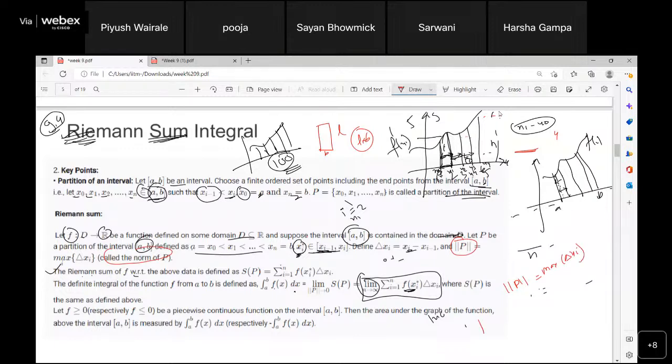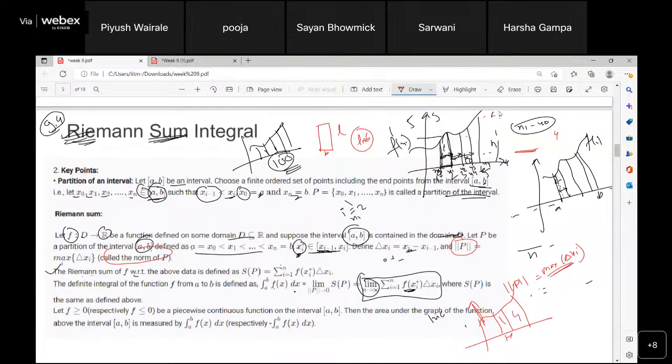So it is not necessary that I keep all the intervals the same. Say, I can say this difference is 1, and I can say this difference is 4 also, right? So I can distribute these intervals differently also. But what is the maximum del of xi?